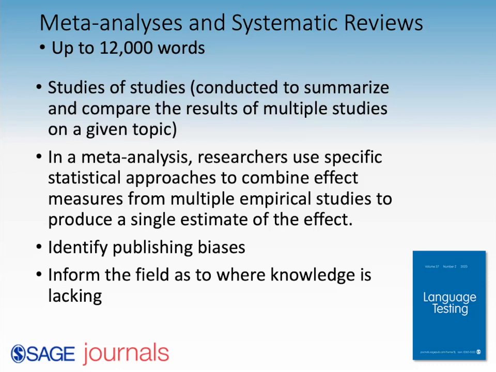In particular, meta-analyses are a type of systematic review in which the researchers use specific statistical approaches to combine effect measures from multiple empirical studies to produce a single estimate of the effect. So both of these types of studies are important. In particular, meta-analyses are important because they can help the field identify publishing biases. And systematic reviews in particular can also inform the field as to where knowledge is lacking. So we're excited to be able to allow authors to submit these with a larger word count to be able to fit everything in that they may need to fit in this type of submission.